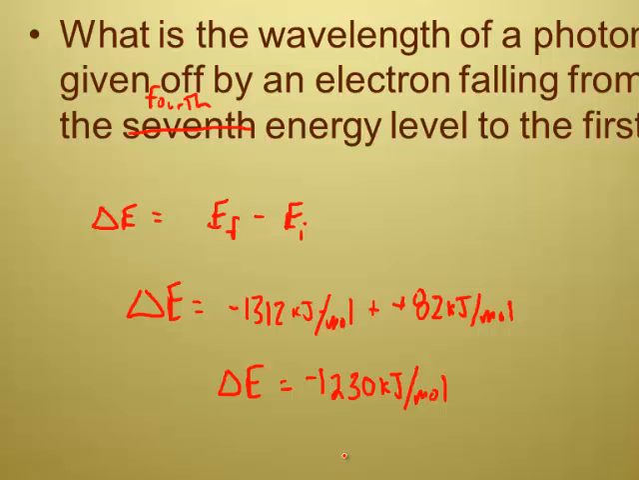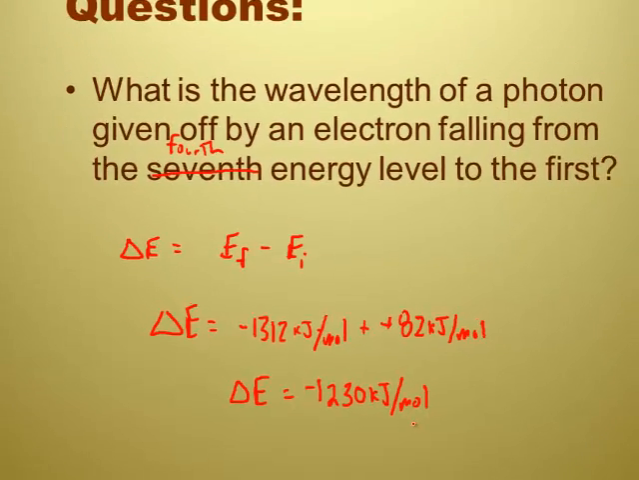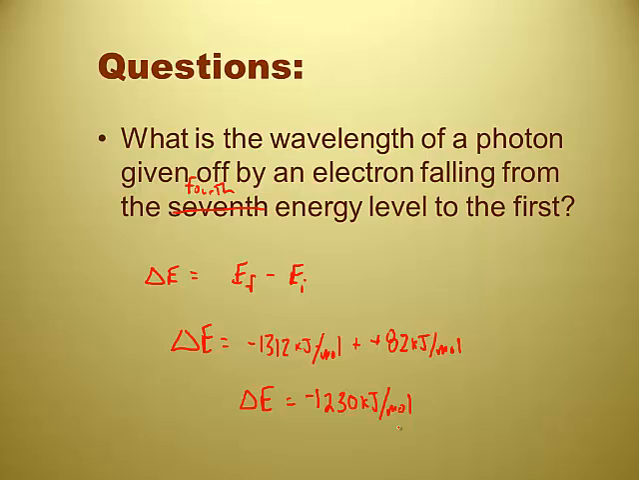So when it falls down, it loses 1230 kilojoules per mole, which makes sense since it's going from a high energy to a low energy. It doesn't need all that extra energy, so it expels it, and it gives that off as a single photon, not as multiple photons. But we didn't answer the question. The question wants wavelength. So we got energy, negative 1230 kilojoules per mole. Where do we go from here?